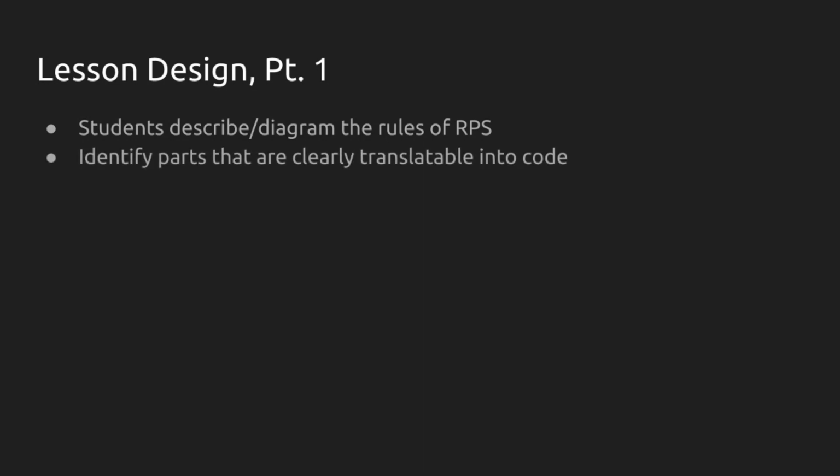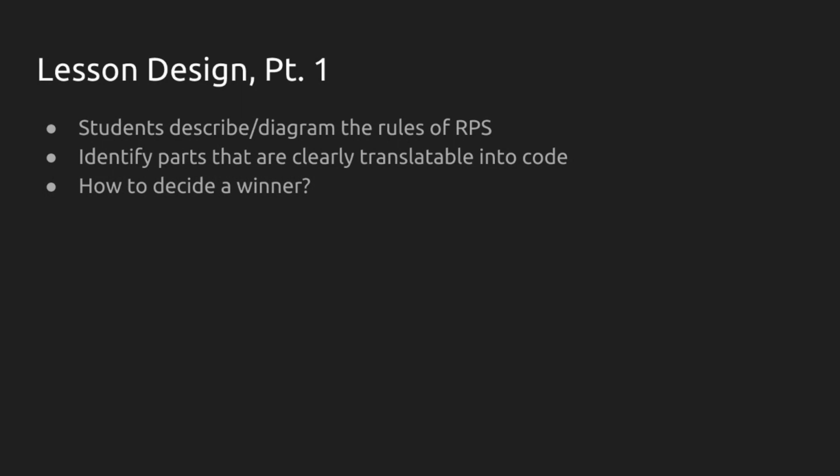So let's take a look at the beginning of our lesson design before jumping into the code. What we want to have students do is describe and perhaps visually diagram the rules of rock, paper, scissors. What beats what beats what, and also describe the way that the turns go. We want students to see if they can identify, even in the way that they describe the game, the parts that are clearly translatable into code, the pieces that they already know how to do.